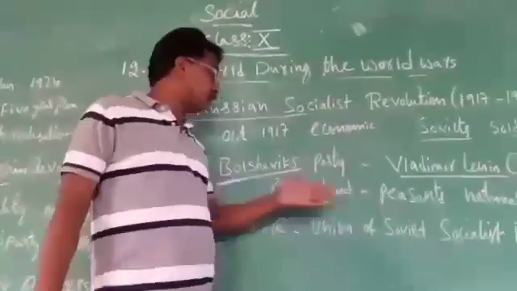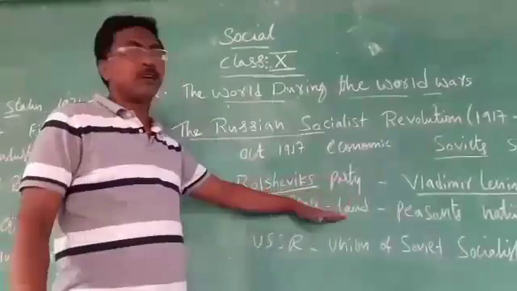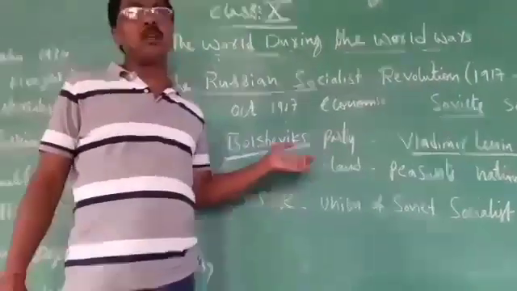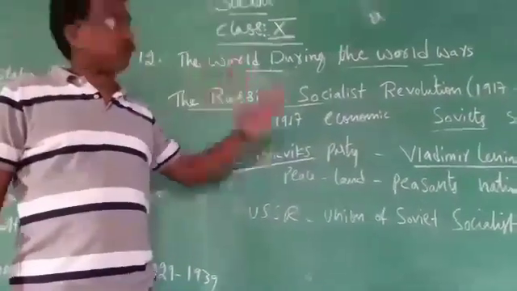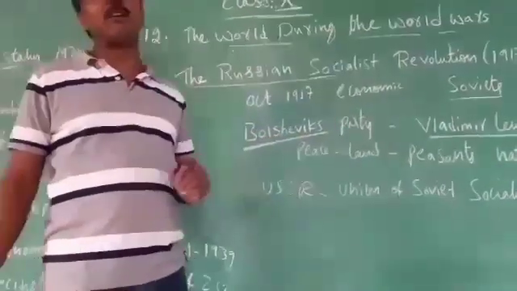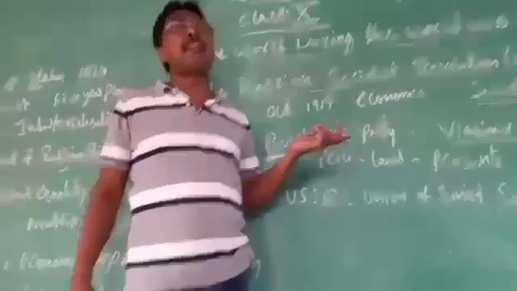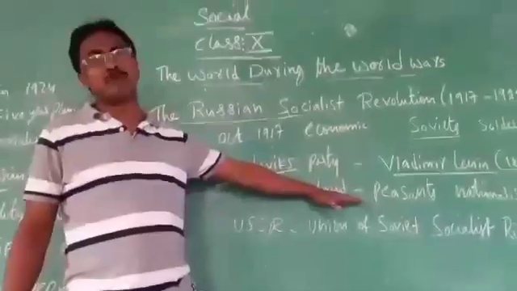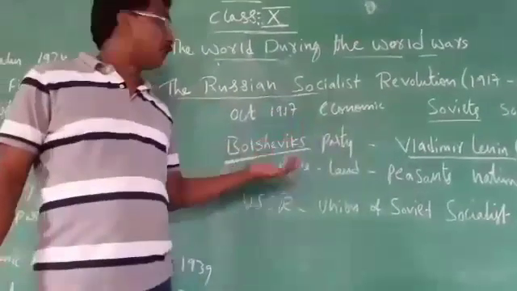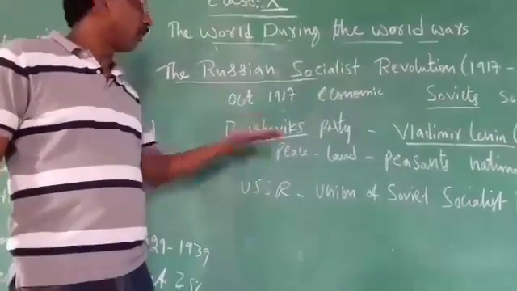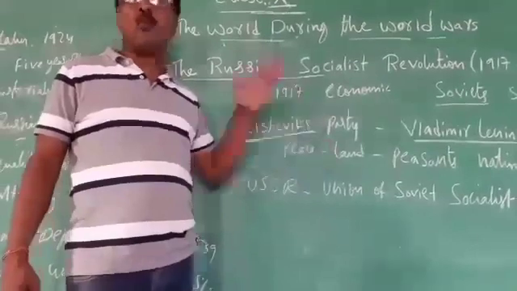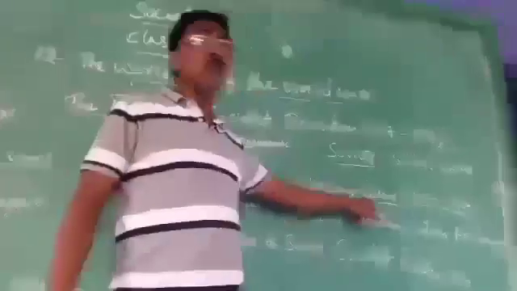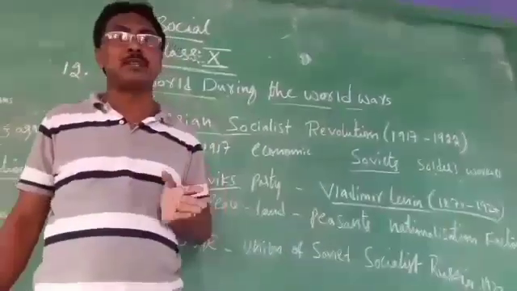And everybody was against Russia. Why? Because socialism is good. Some countries like the USA, England, Germany, everybody was anti to communism. But in Russia, it is equal. Today you see all are equal there. Wealth is equal for everybody.